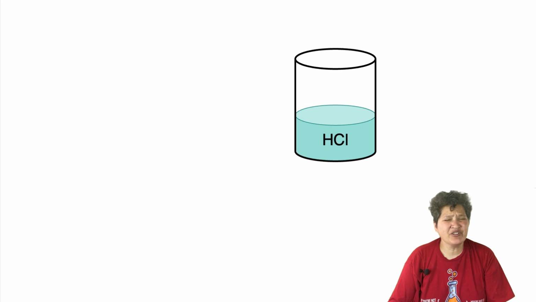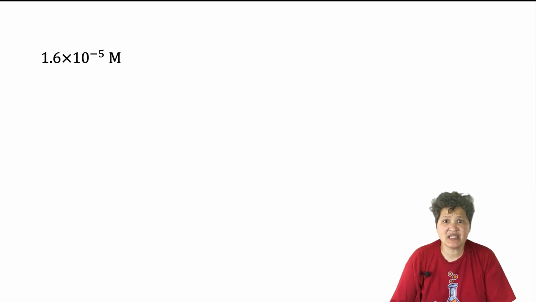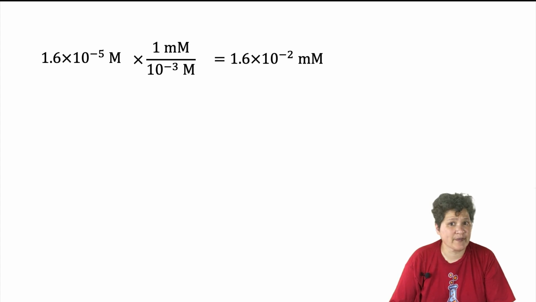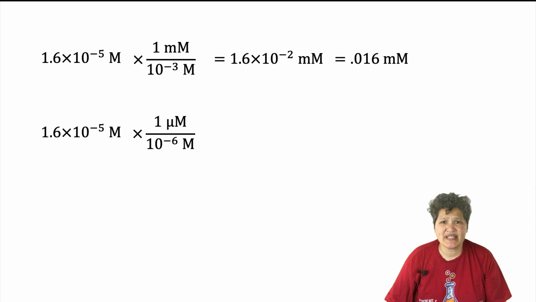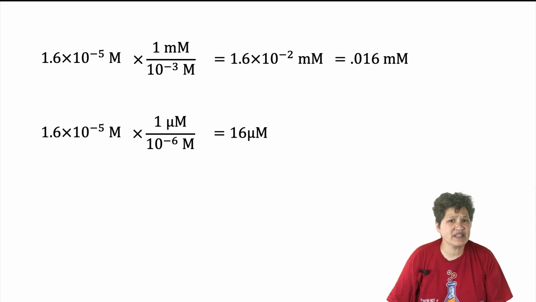Let's go back to the dilute solution of HCl that I was talking about earlier. 1.6 times 10 to the minus 5th molar can be converted to give 1.6 times 10 to the minus 2 millimolar, or 0.016 millimolar. That's still a bit awkward, so let's convert that concentration into micromolar instead. This time we end up with a 16 micromolar solution. That's a lot easier to both say and write. So what if your solution is so dilute that even micromolar isn't small enough? Well, you just keep rolling with those metric prefixes.